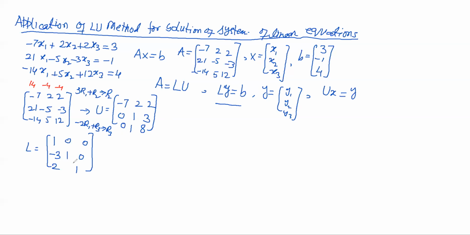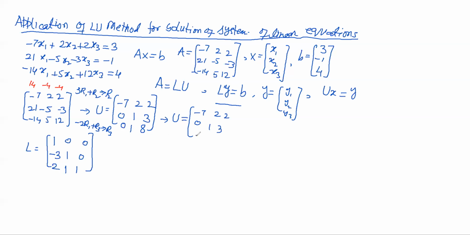So 1 divided by 1 is, of course, 1. That will be the last element which we will need for the lower triangular matrix. So the lower triangular matrix is completed: 1, 0, 0, -3, 1, 0, 2, 1, 1. And to complete the upper triangular matrix, we need to do one more row operation. So it will be -7, 2, 2, 0, 1, 3. I need to make this one 0.